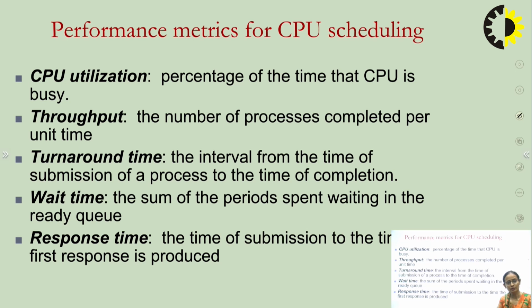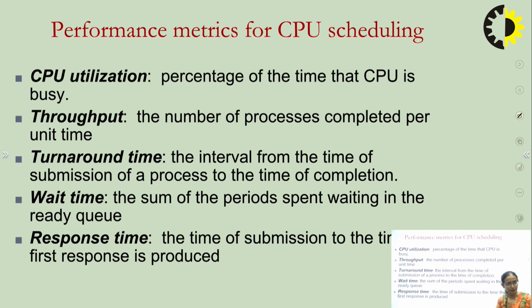on the basis of which we have to decide which algorithm is going to be the best. These are the 5 metrics on the basis of which we make this decision. The first one is CPU utilization. That is, it talks about the percentage of the time that the CPU is busy. Your algorithm should be such that your CPU should not sit idle. Throughput is the number of processes completed per unit time. The throughput should be maximum, that is, more processes should be completed per unit time.